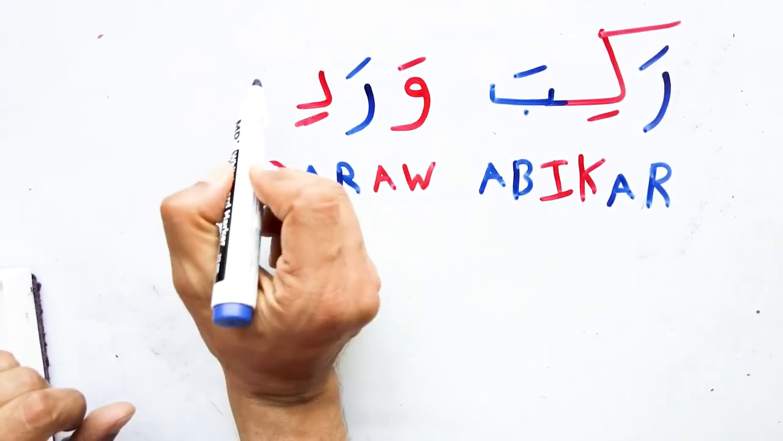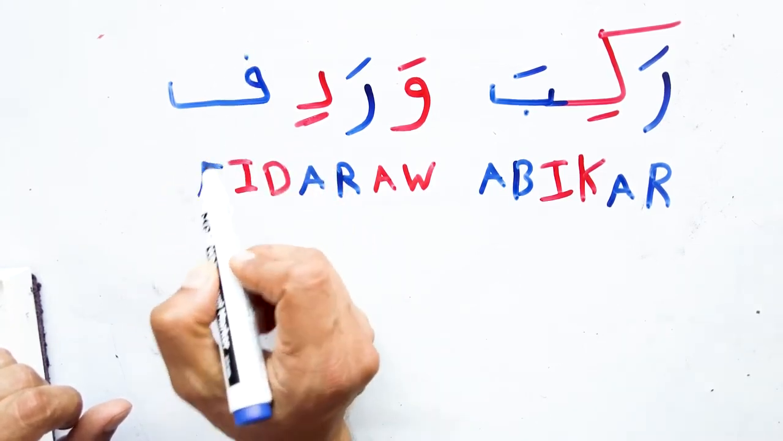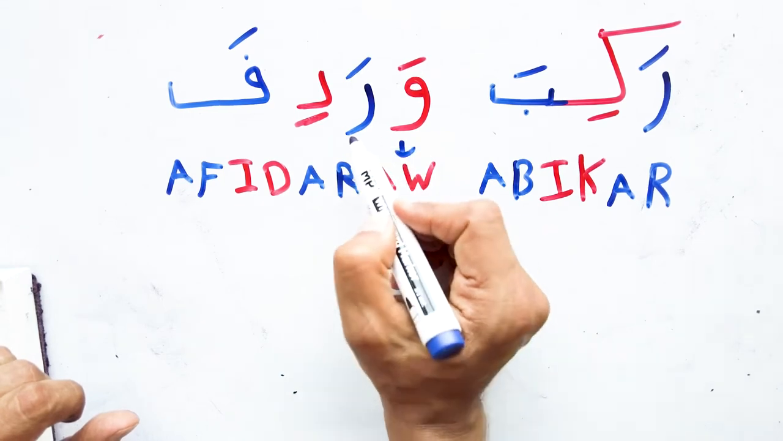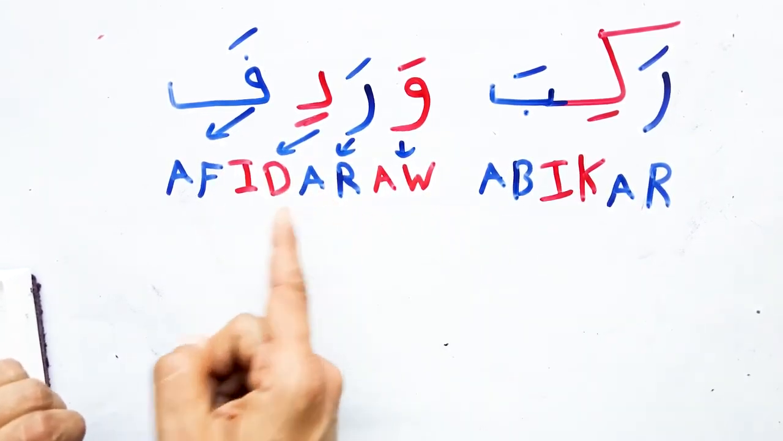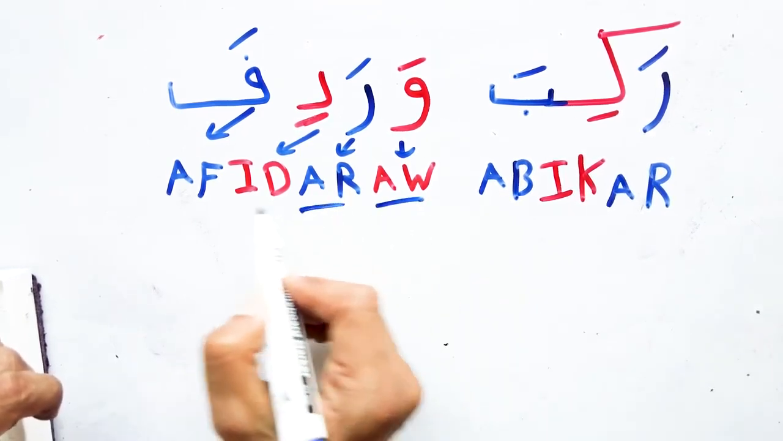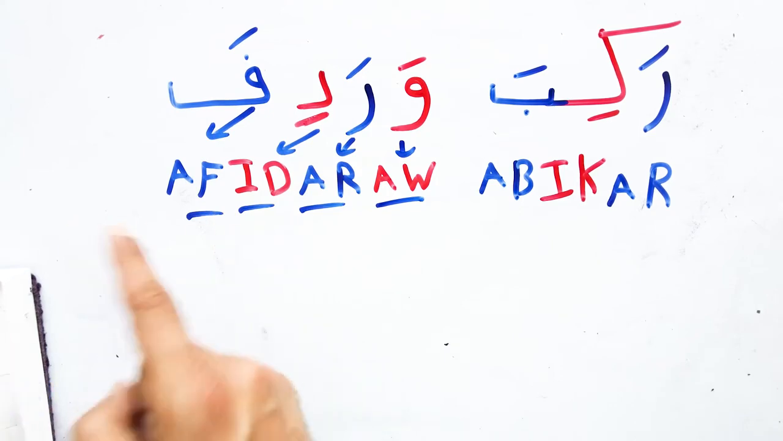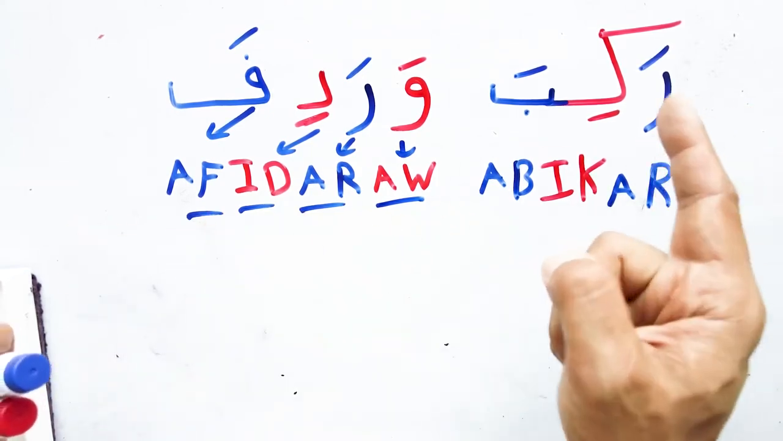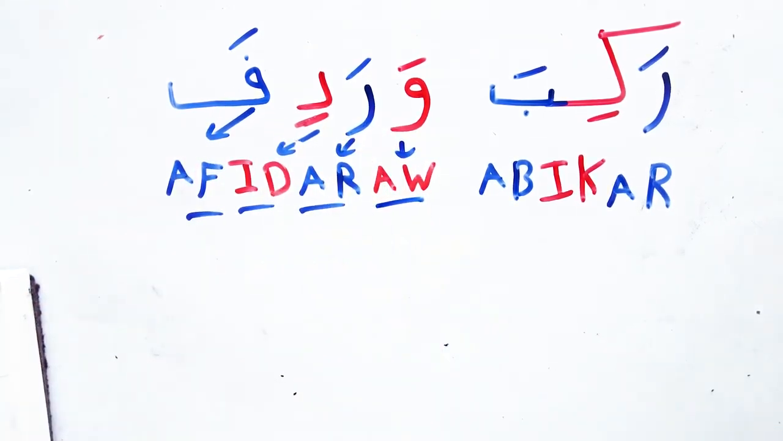And finally, sound of F with fatha sounds like A. So it is wa, ra, di, fa, radifa, rakiba, radifa. ركب وردف.